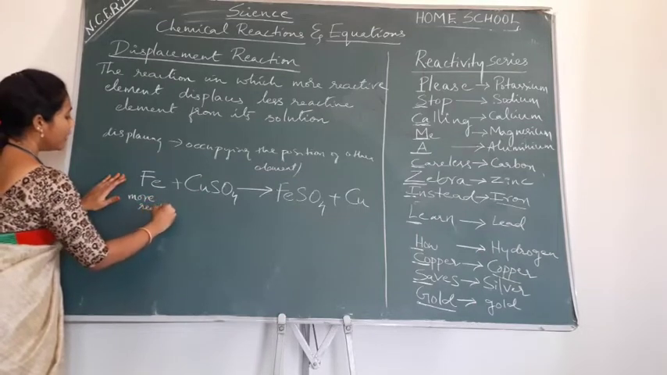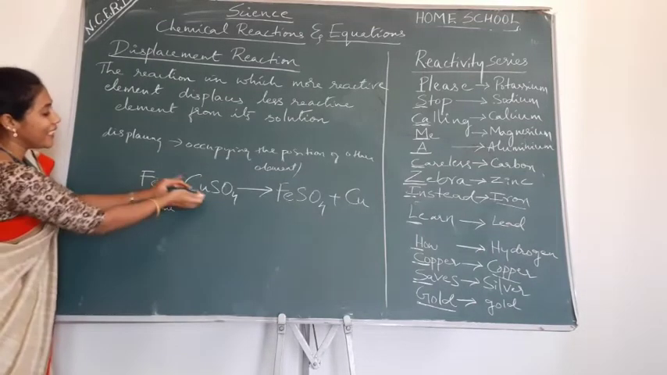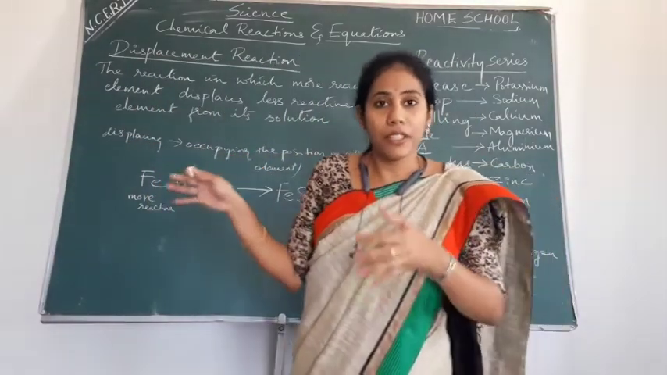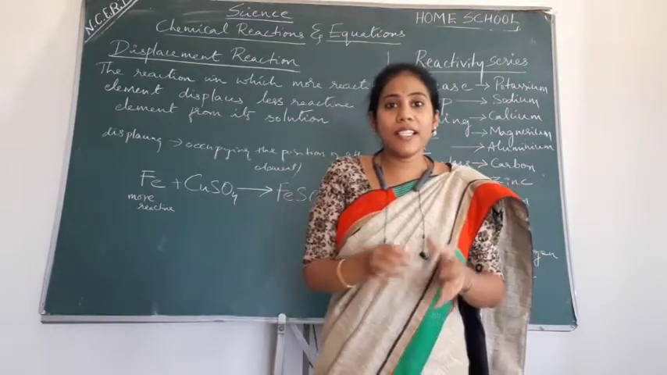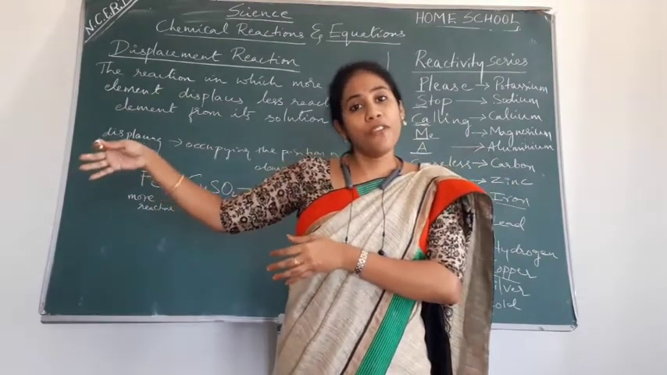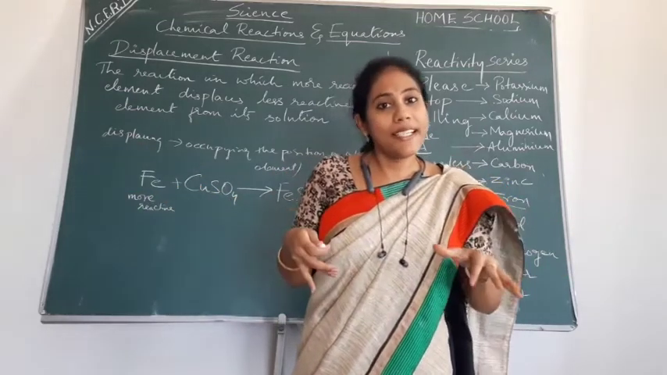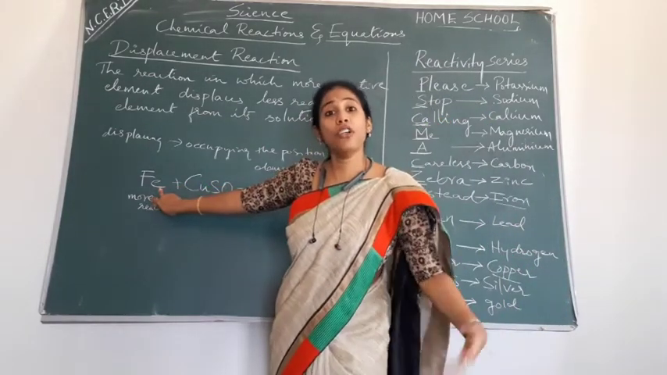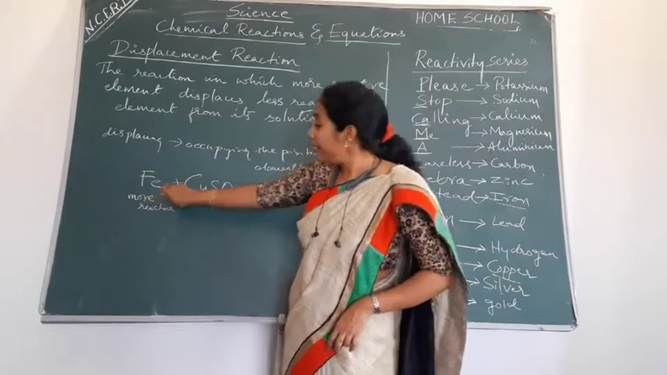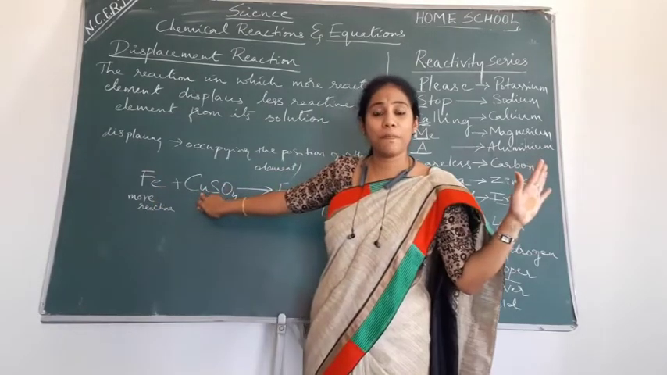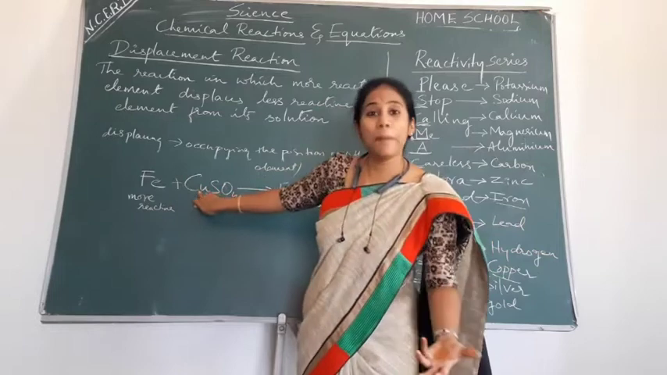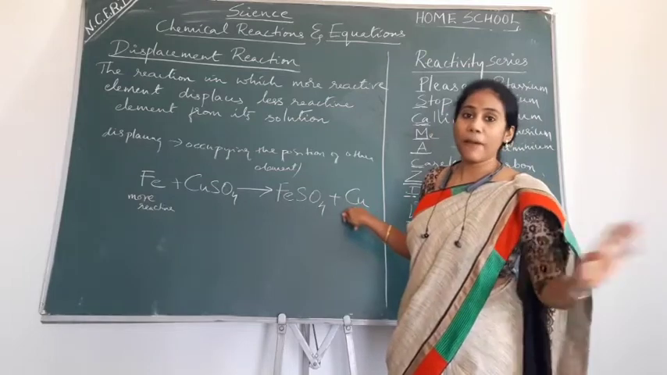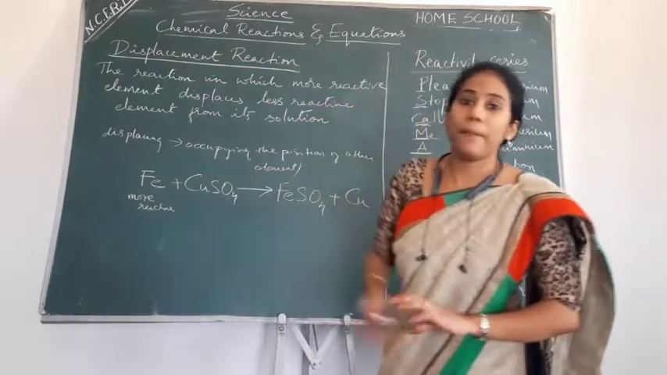Iron is more reactive. So this iron is removing copper. See, some powerful guy is there in front of you. Say for example, one weak fellow is there, some powerful fellow is there. The powerful fellow can drag the weak fellow and occupy his position. No? The same concept here. This guy is more powerful, more reactive. So what is it doing? It is removing copper from the solution. Okay, and it is occupying copper's position. So you are getting iron sulfate, and copper has come out freely, and you will get copper separately.